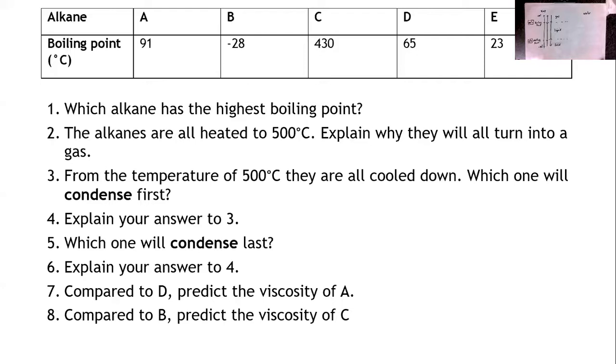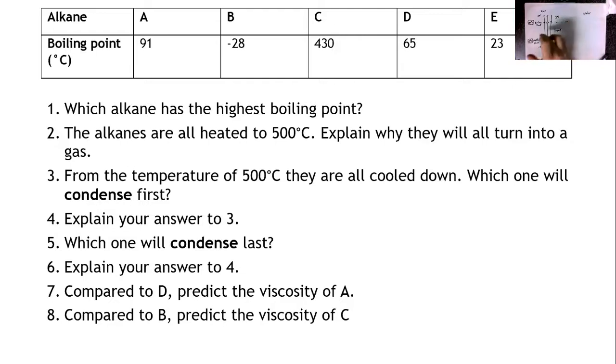From the temperature of 500 degrees, they are then all cooled down. Which one will condense first? This one is a little bit tricky. You might have said B because it looks like B is the coldest, but that's not what we're doing. Remember, we're up above 500 and they're all gases. And we want to know, if you look down here where I'm pointing, which one turns into a liquid quickest. They're going to turn into liquids at their boiling points again. So it's actually going to be the one with the highest boiling point, which is C.